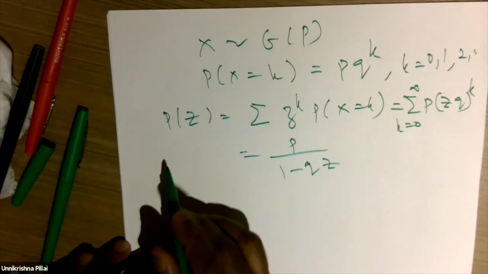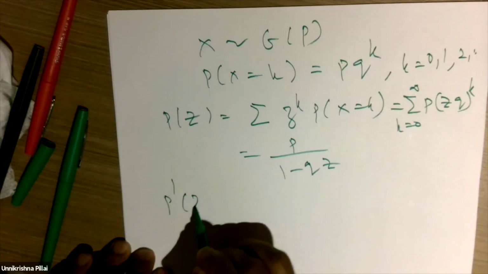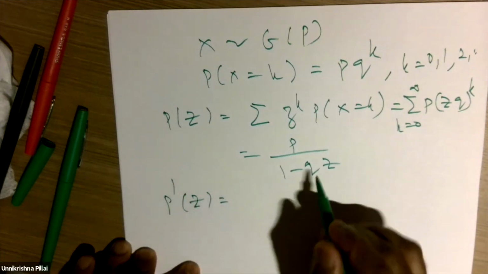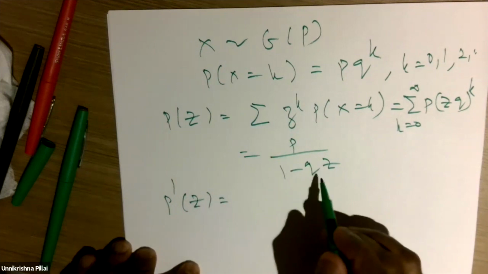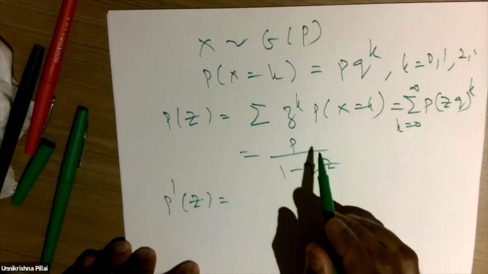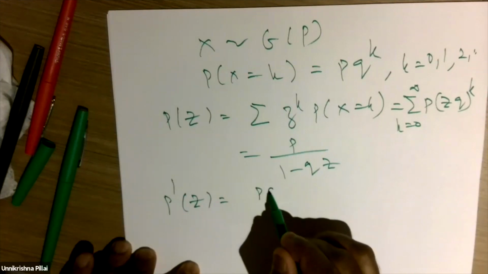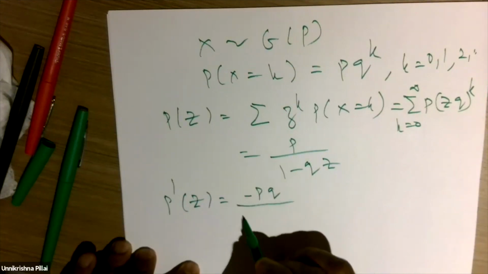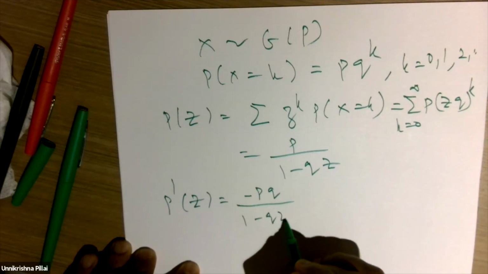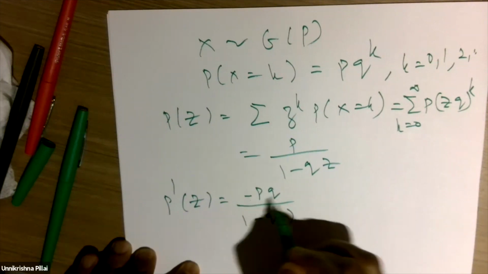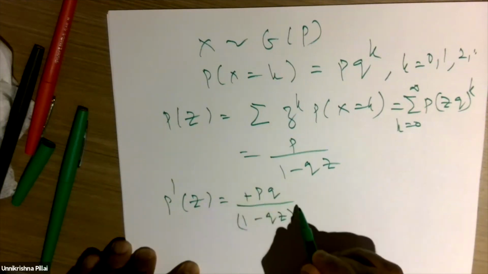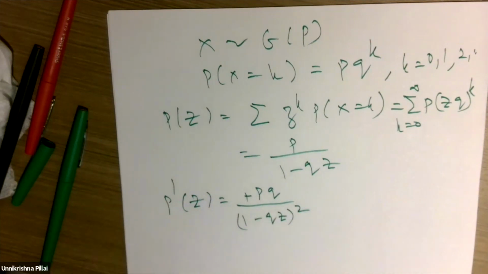Now you take the derivative with respect to z. So P prime of z is, using the quotient rule, how do you do this? So it's just simply minus... Is this correct? Did I do it correctly? Yes or no? Professor? Yeah.